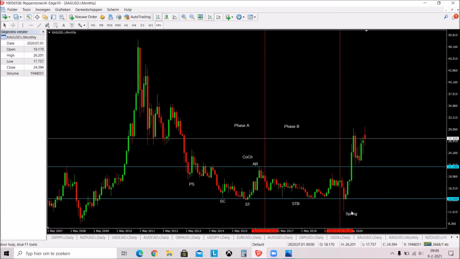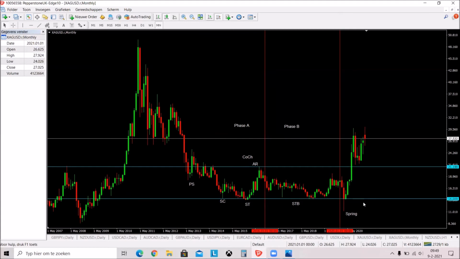So once these sell orders get hit, the bigger player that wants to be long, that has been accumulating in this range, can buy at a lower price because there's enough liquidity. And that's the main purpose of a spring.